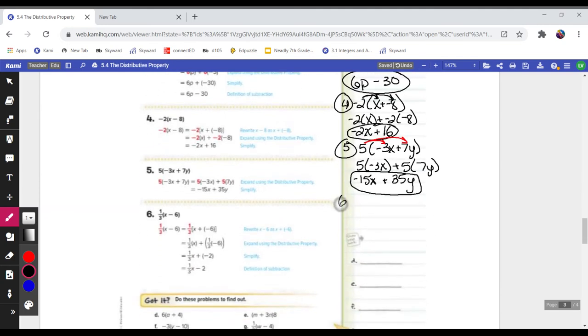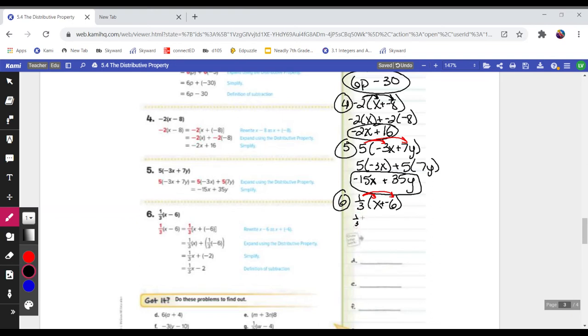Looking at number 6 now. 1/3 times the quantity x minus 6. Well, I'm going to change this subtraction into adding and making it into a negative 6. And then I'm going to distribute. I'm sorry, I'm going to distribute this 1/3 to x and this 1/3 to negative 6.